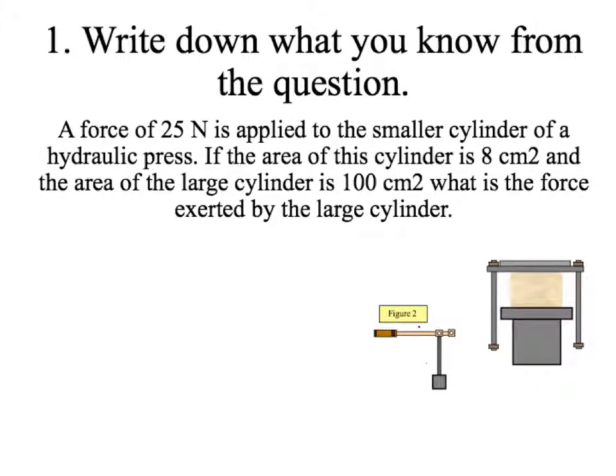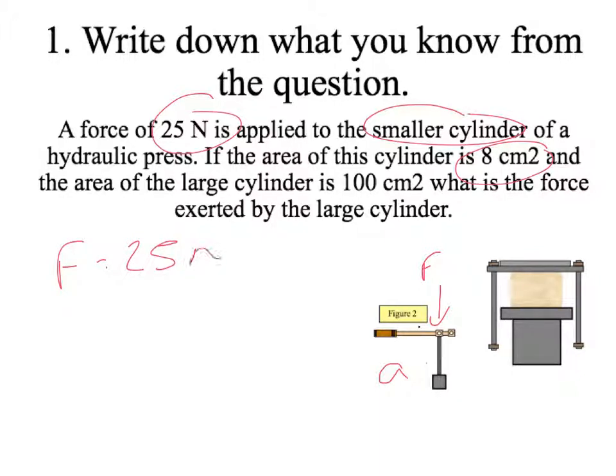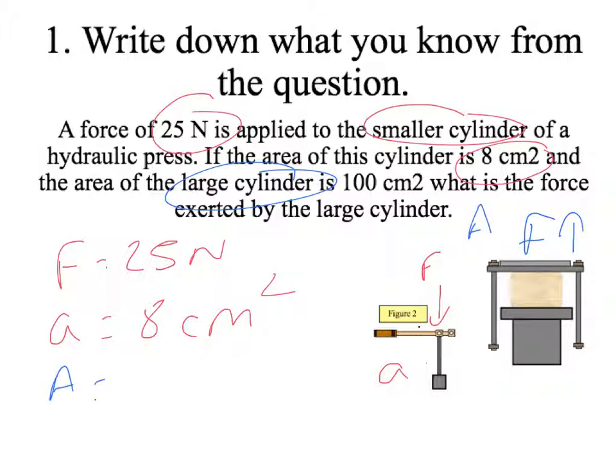So in this part of the recording I'm going to tell you how to write down what you know from the question. You can see we've got the smallest cylinder, which I'm going to do in red, so you've got 25 newtons there, 8 centimetres squared. I'm going to call this little f and this little a, where little f equals 25 newtons and little a equals 8 centimetres squared. For my larger cylinder, I'm going to have large F, which is going to be acting up in this case, and large A for area. So large A equals 100 centimetres squared, and large F is our unknown.